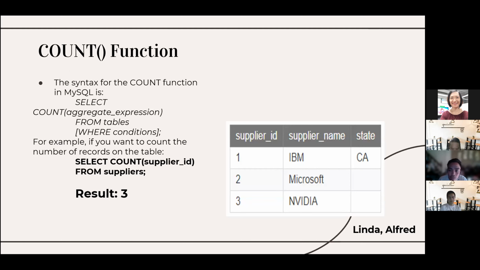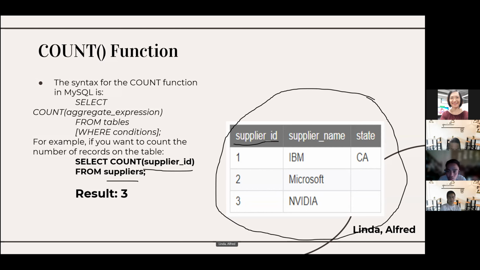Count function. Count function is counting what is inside a column. As you can see, we use select count supplier ID from suppliers, which is the table name. This is the supplier table. Inside the supplier ID, there are 3 values, which is 1, 2, 3, which is why the result is 3.